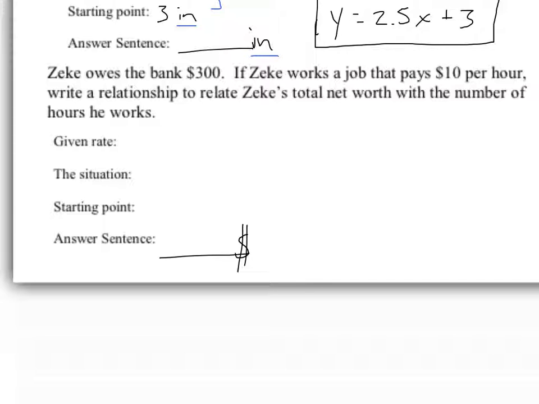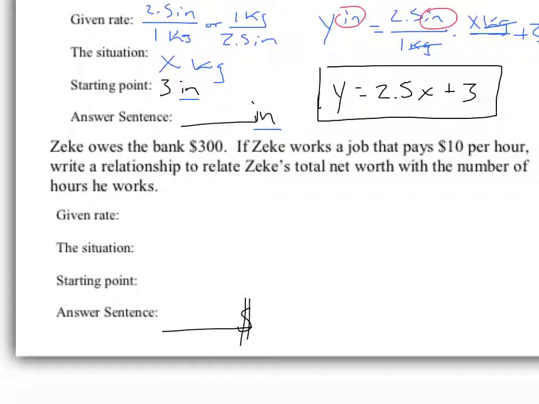All right, so what is our rate? Yoel, what's our rate? $10 per hour. If you knew the answer, why didn't you raise your hand? All right, so I need my answer to be y dollars. And to match up those, I'm going to need this first rate, $10 for 1 hour.